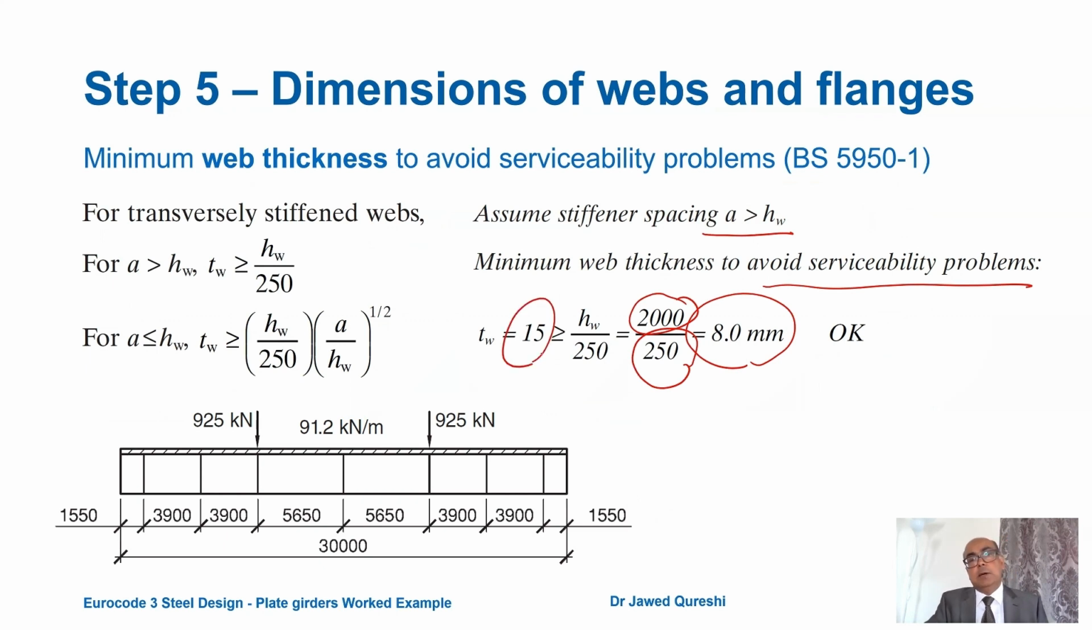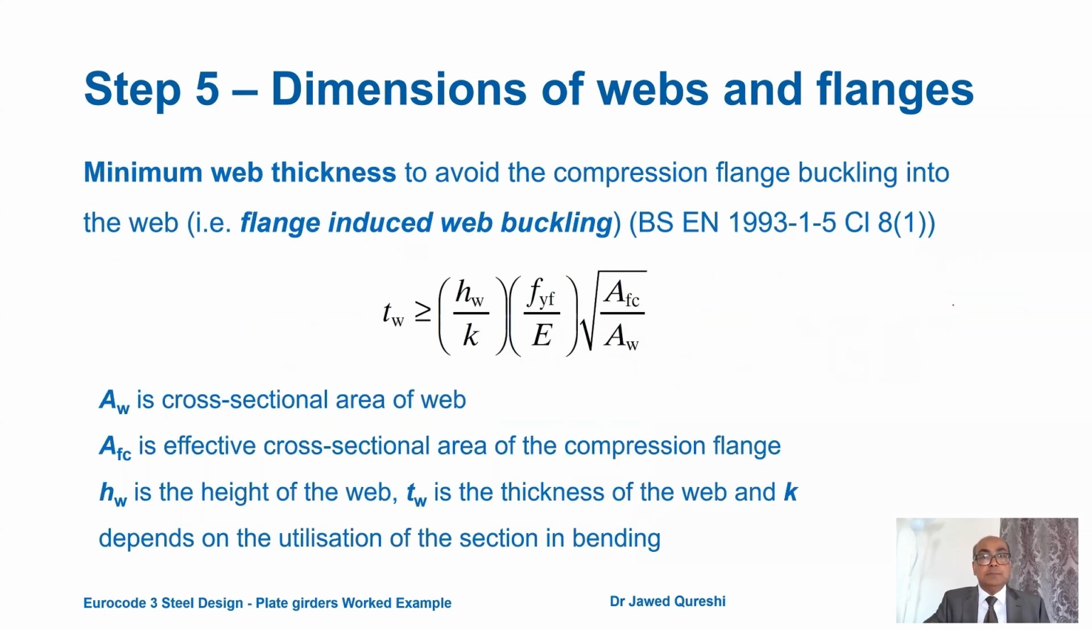Our thickness of web is 15, which means that minimum web thickness is fine. We also have to check minimum web thickness for ultimate limit state to avoid compression flange buckling into web, which is also termed as flange-induced web buckling. And this is taken from Eurocode 3 part 1.5, which is for plated structures.